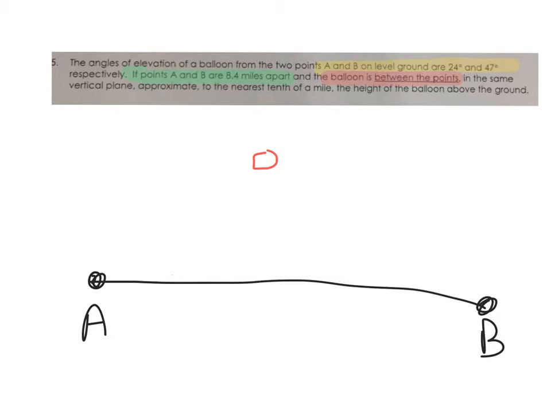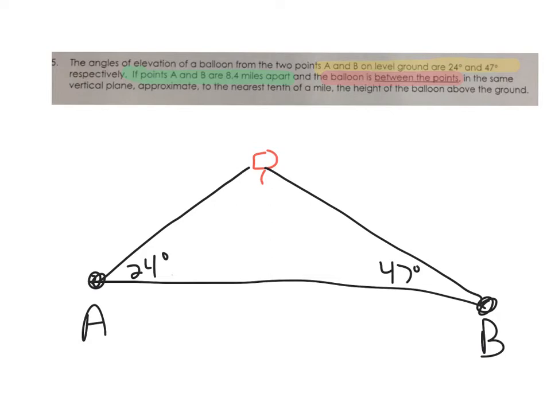Okay, so now I have the diagram where the balloon is up in the air. The angles of elevation from 2 points A and B are 24 degrees and 47 degrees. Points A and B are 8.4 miles apart in the same vertical plane. Approximate to the nearest tenth of a mile the height of the balloon. So I've got to try to figure out what this height here is going to be.